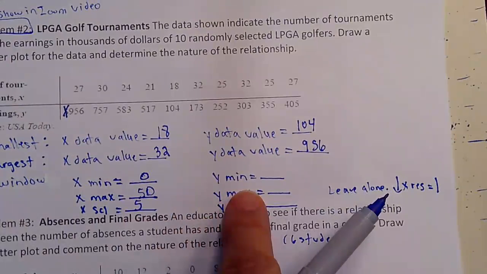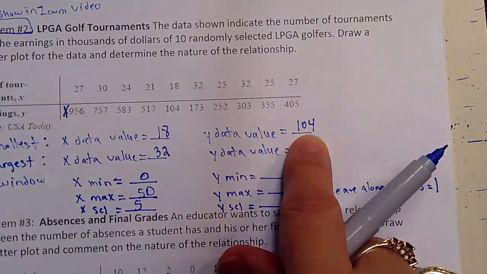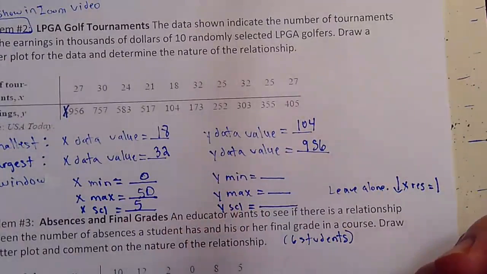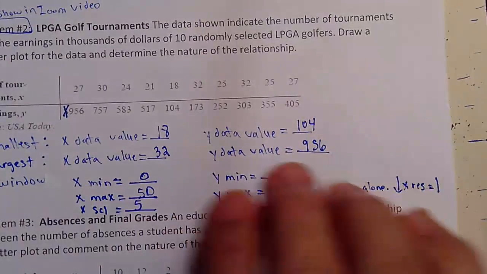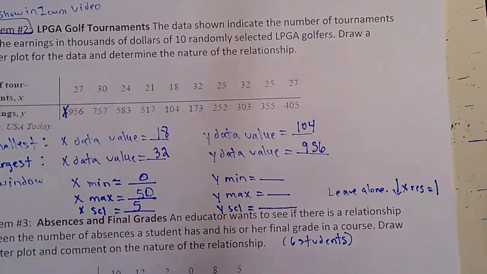Y min: something smaller than the Y, something smaller than 104. And again, you can use 100. If you have 100, there's going to be a gap, because it starts at 104. So you will have a kind of a big gap. If you wanted to do something closer to 104, you could.